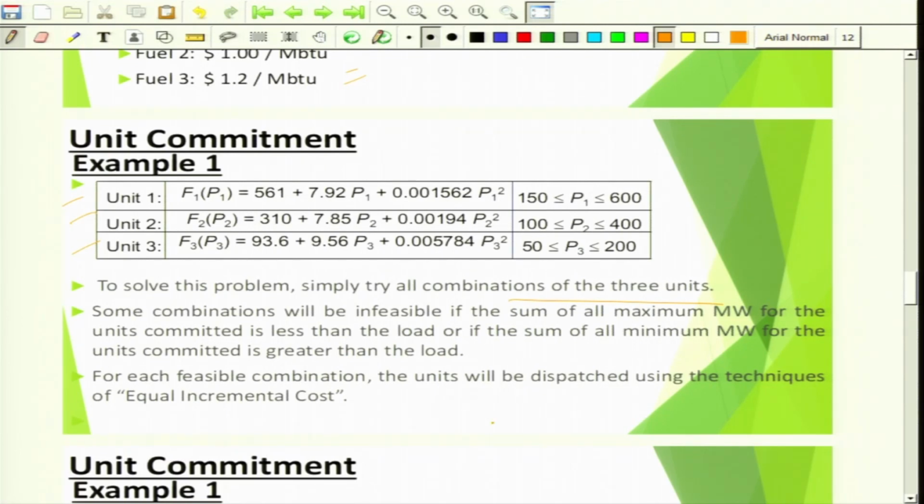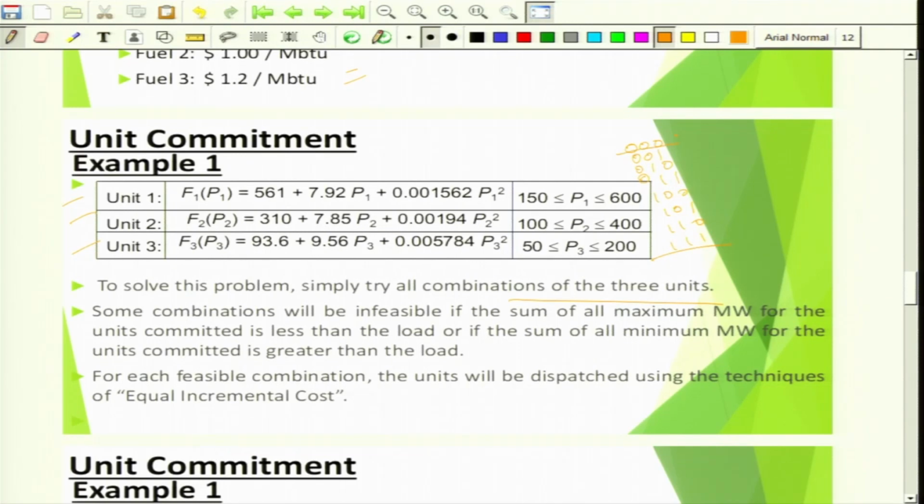Let us say there are 3 units, the possible combinations are 2 to the power of n, right, so 3 means 8 combinations. So 0 0 0, 0 0 1, 0 1 0, 0 1 1, 1 0 0, 1 0 1, 1 1 0, 1 1 1. These are the possible combinations. Now which of these generator combinations would give you the best economical solution such that they should ultimately meet the load demand, right.